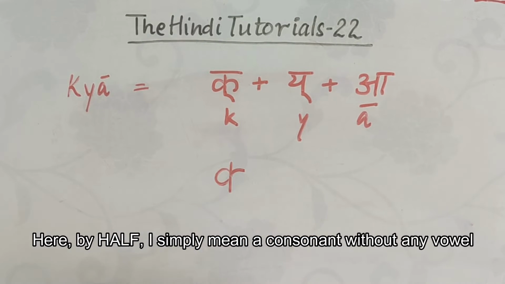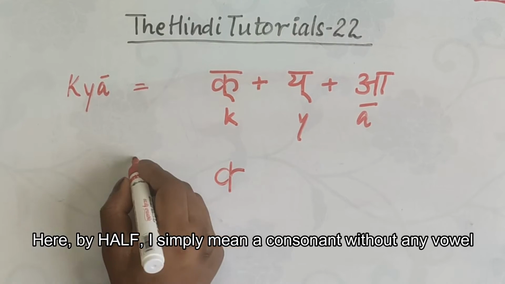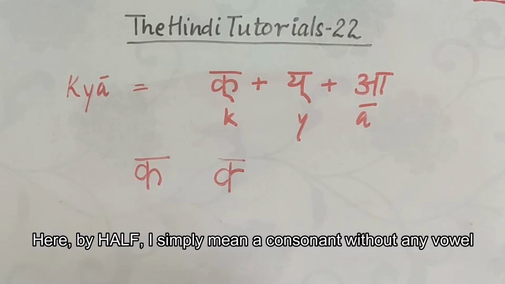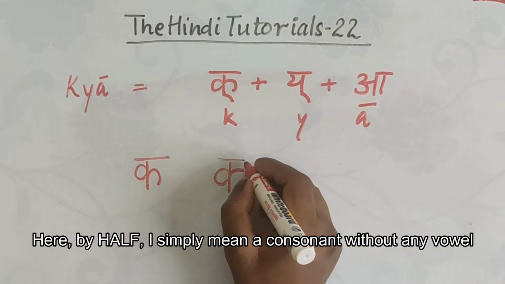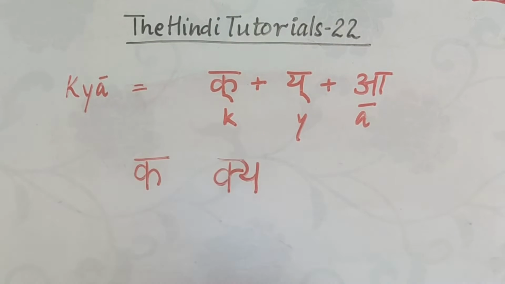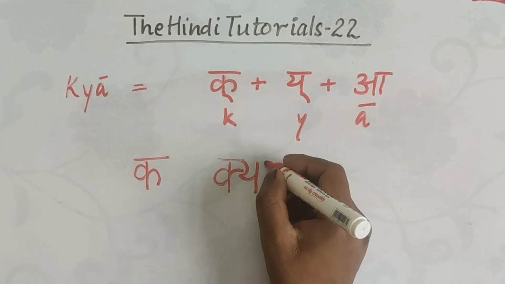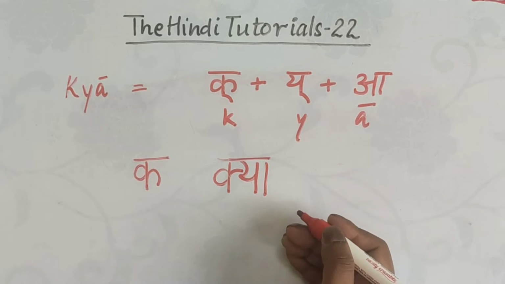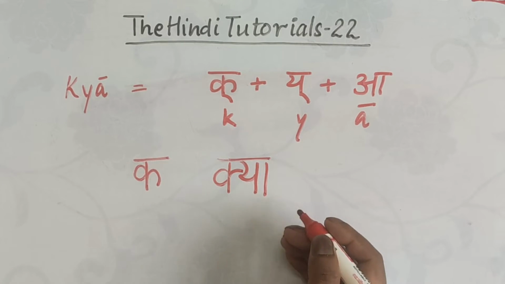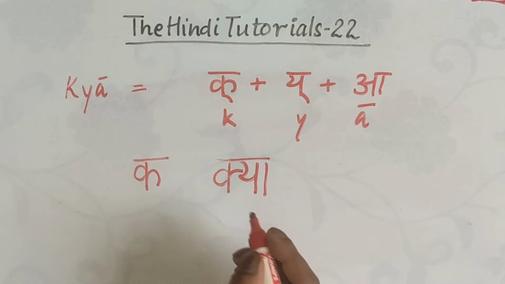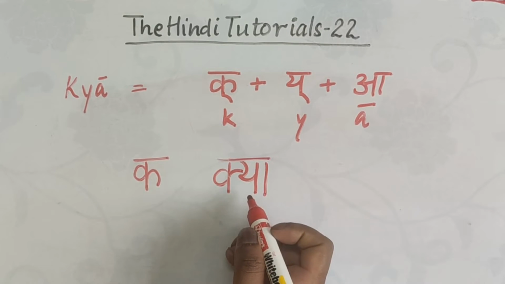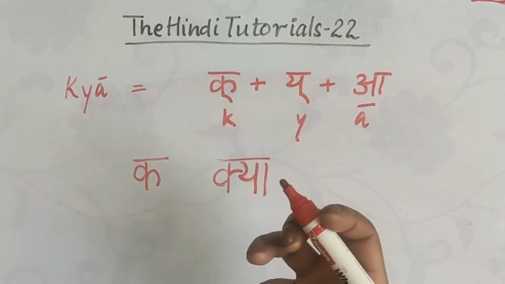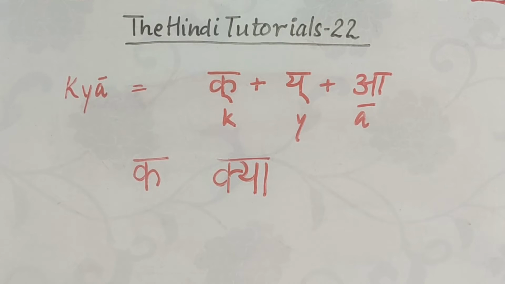So when written combined, I will have to write half ka. This would be half ka. This is a full ka. Then ya. This makes it kya. We don't have any vowel between ka and ya. That's why we had to write half ka. Now let's make simple sentences.